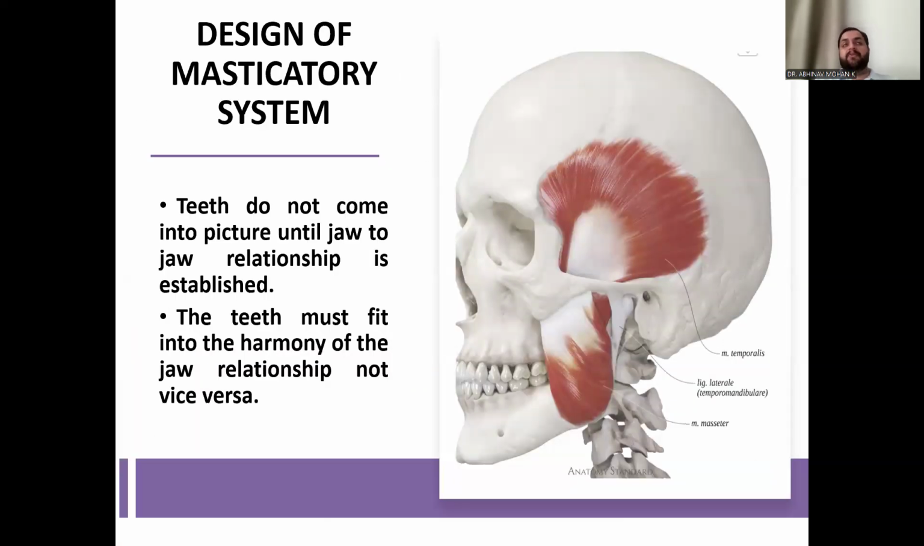So what is the role of teeth in this masticatory system? Without the function of your jaws, the teeth themselves do not have any role in the temporomandibular joint or your masticatory system. Once your jaw-to-jaw relationship is established, there come the teeth, which have their role, where you need to have them in harmony with the jaws.